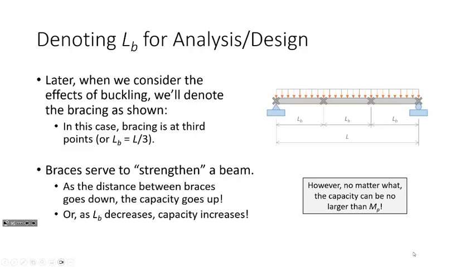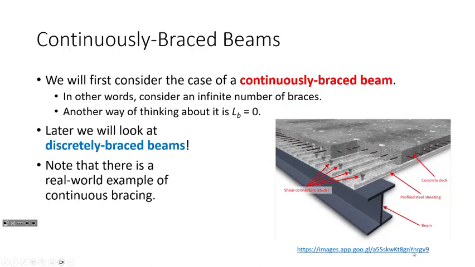Same thing here. But the big thing I want you to keep in mind is that no matter what, the capacity cannot be larger than Mp. Mp is always the maximum. Now, what are we initially going to be talking about in this class? Our initial class of beams, what we're going to consider are continuously braced beams. So these are beams that we assume have bracing everywhere, like an infinite number of braces all along the span.